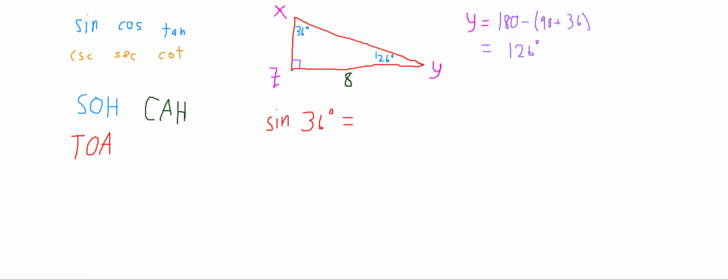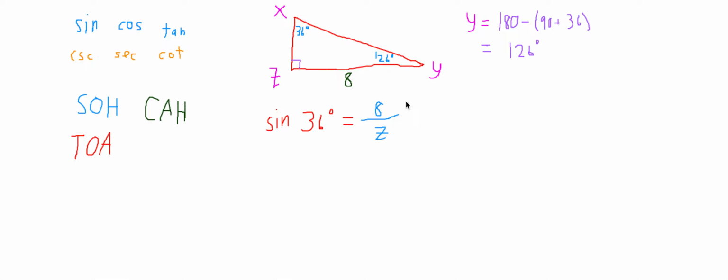So in that case, we're going to have 8, and that's going to be divided by, let's say you have an unknown here. But let's call this z, because the side z is usually opposite to the angle z, as well as this should be y and this should be x. So now what do we do?